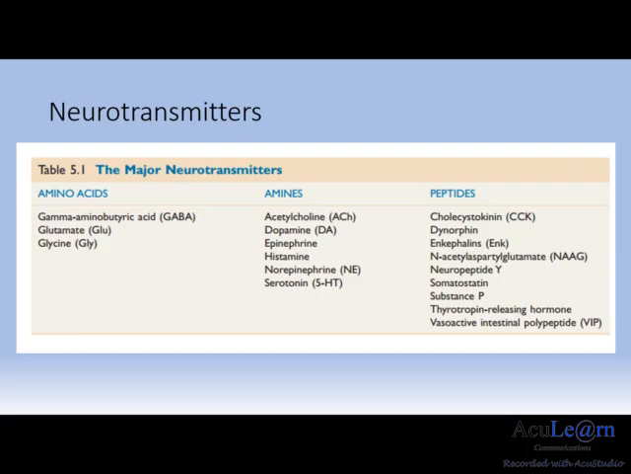Neurotransmitters are broadly categorized into three main categories: amino acids, amines, and peptides. This table below highlights some of the members in each of the three categories. Amino acids and amines are generally smaller neurotransmitters that are stored in the synaptic vesicles, while peptide neurotransmitters are larger and are stored in the secretory granules.